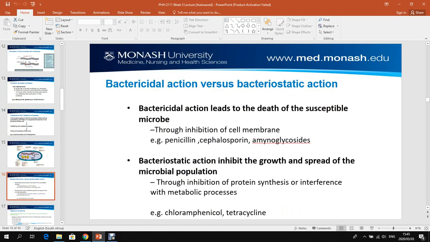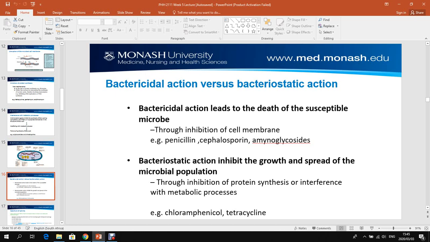And also, it's important to understand these 2 concepts: bactericidal action versus bacteriostatic action. So, drugs can eliminate microorganisms by what we call bactericidal action. Bactericidal action is a drug action that leads to the death of the susceptible microbe. For example, through inhibition of cell wall synthesis, such as penicillin. So it's important to understand this. This bactericidal is like suicidal. So basically they kill the microorganisms.